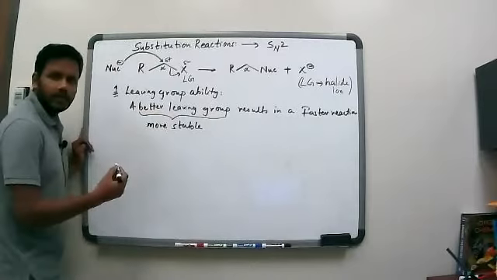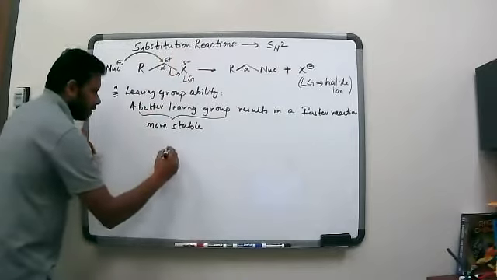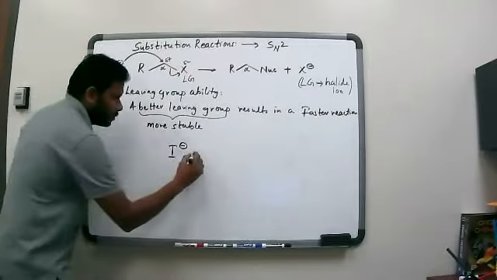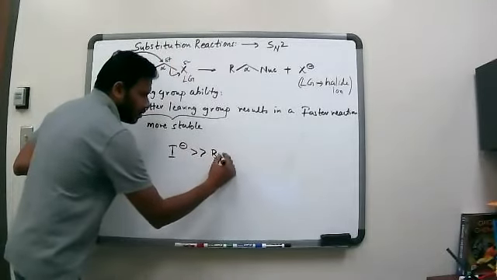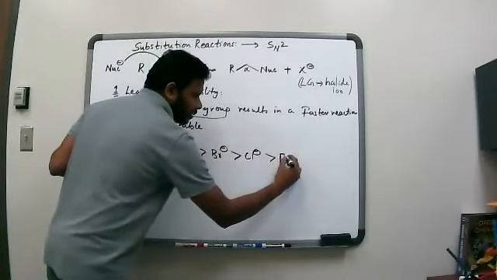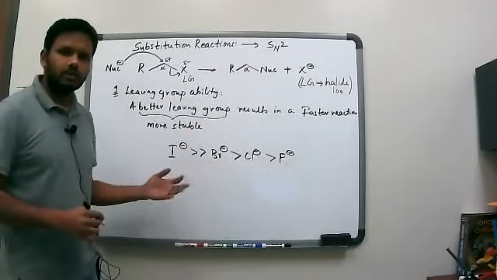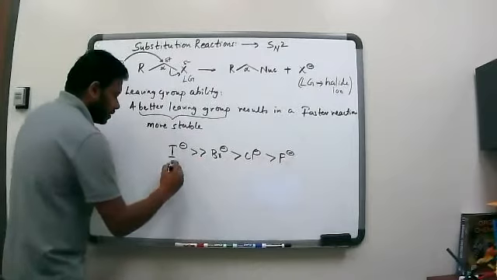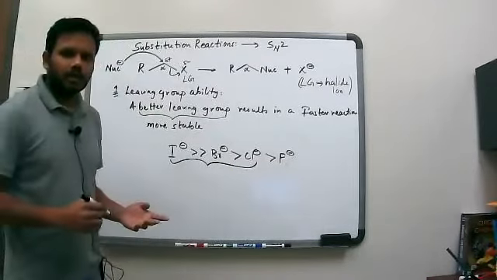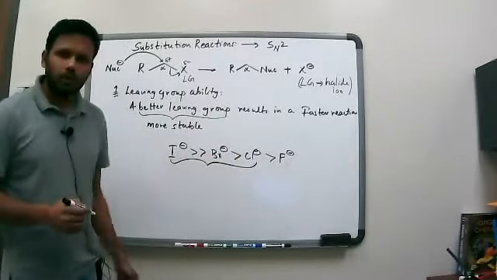Of the halides, because these are alkyl halides, the leaving group ability is: iodide is a much better leaving group than bromide, which is a better leaving group than chloride, and then we have fluoride. In fact, fluoride is a very poor leaving group when it comes to substitution reactions. So you're going to focus mostly on these three. Those are the alkyl halides you're going to see: either an alkyl iodide, bromide, or chloride.